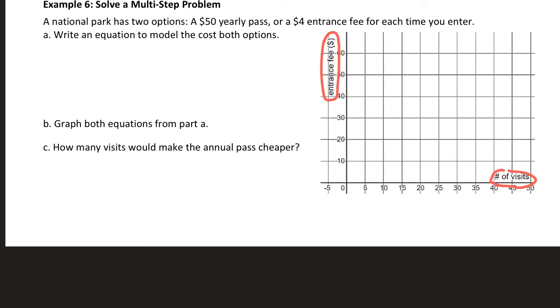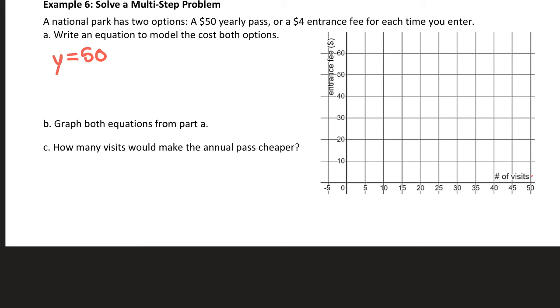Okay? So for the first option, your $50 yearly pass, your entrance fee is a flat fee. You don't pay anything extra off of that. So the equation I would write is my fee, Y, is just always 50. It doesn't go up, it doesn't go down. I pay that one time.